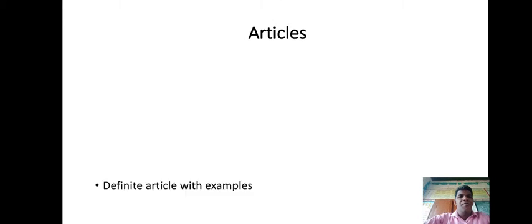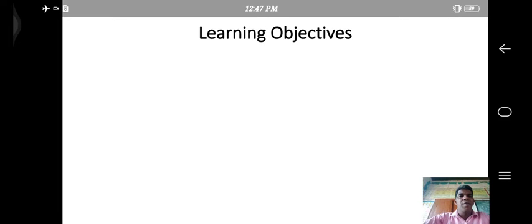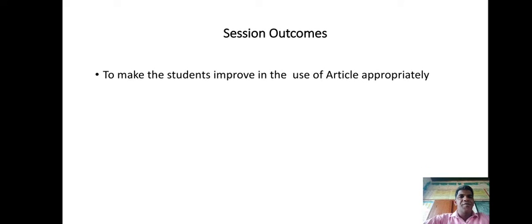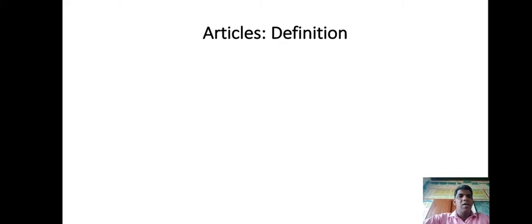Today's class is about articles. In today's class, we shall learn about the definite article with some examples. The learning objective for today's class is to make you understand how to use the definite article appropriately. The session outcome is to make you improve the use of the definite article.